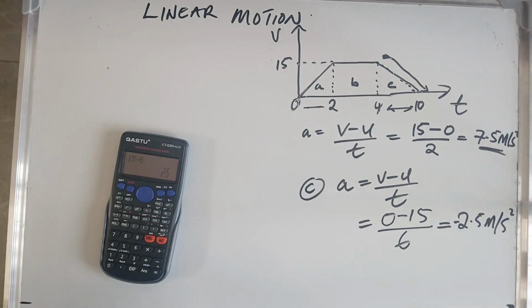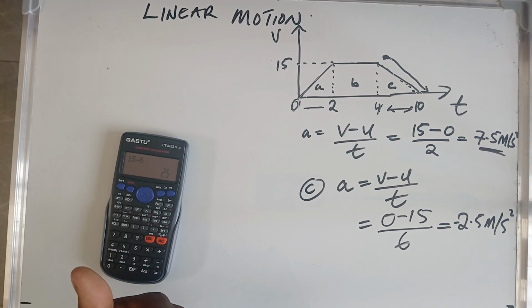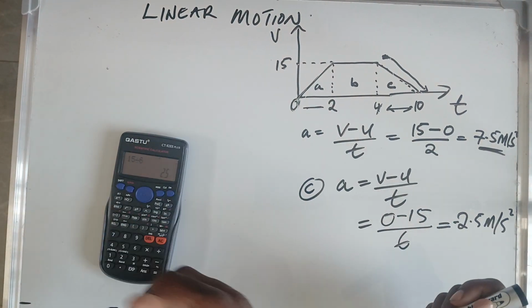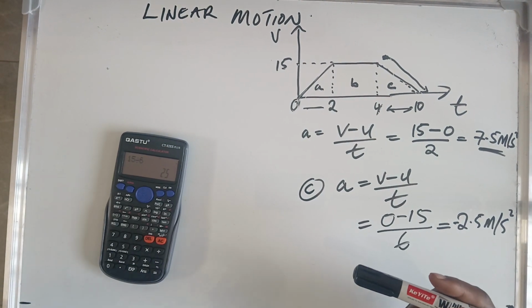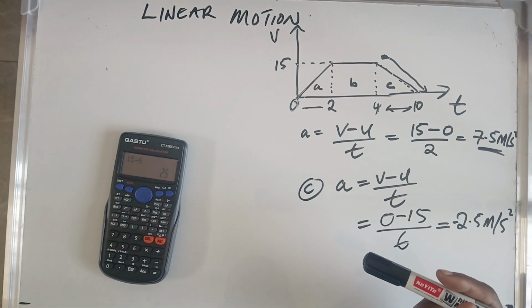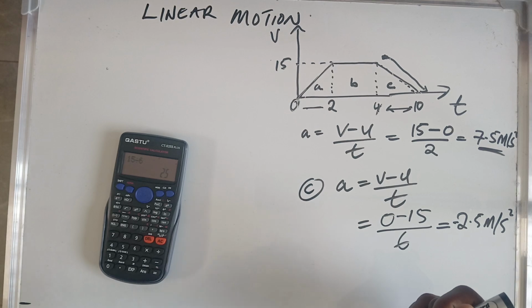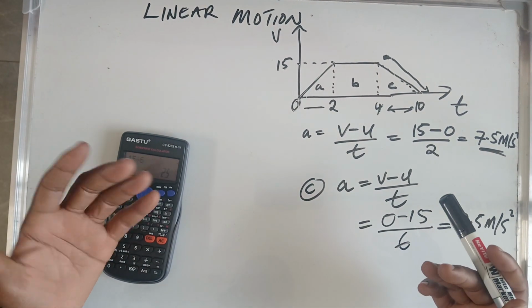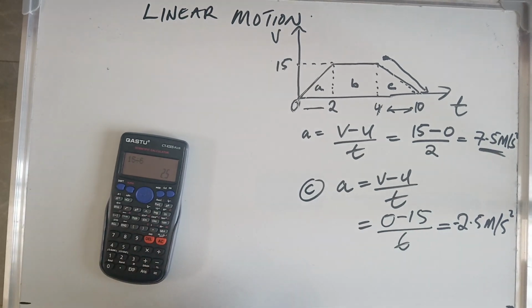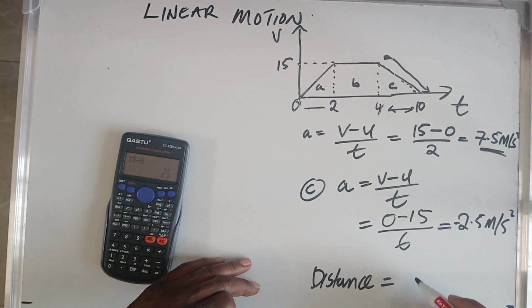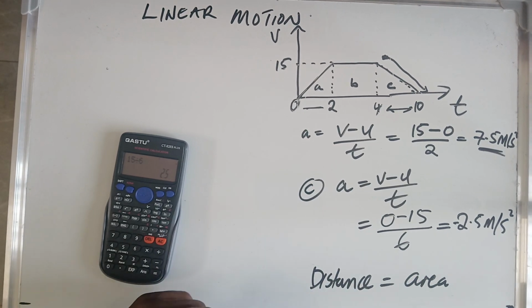The distance traveled by the car in a graphical question like this is equal to the area under the graph. In the area tutorial, we were using the equations s = ut + half at squared, v squared is equal to u squared plus 2as. But here, the distance traveled by the car is equal to the area under the graph.